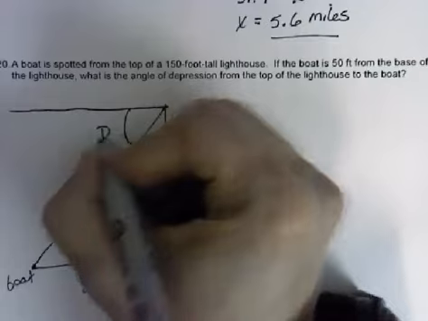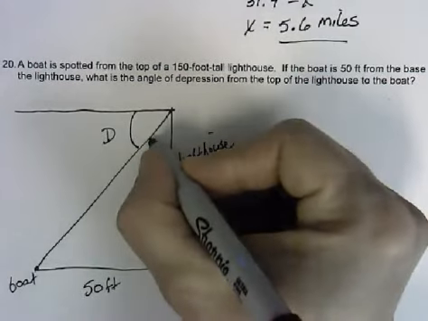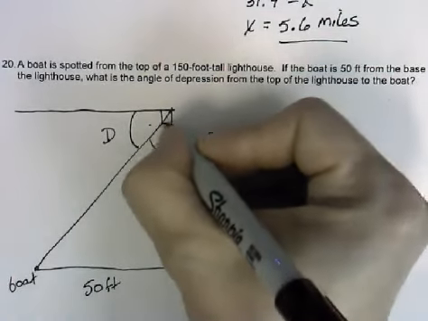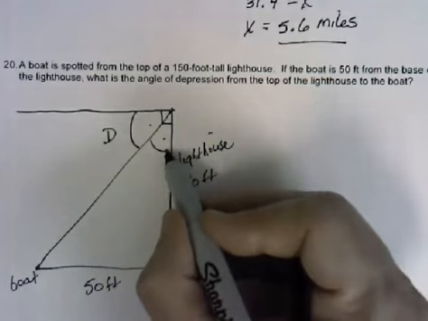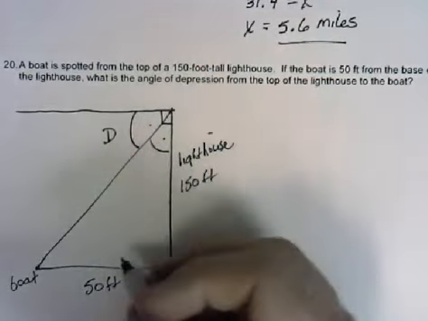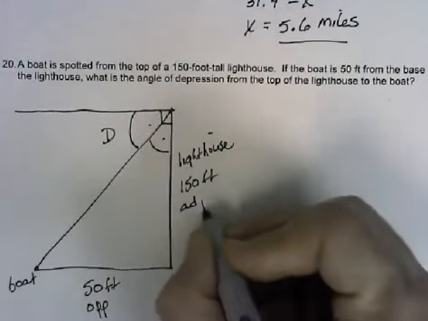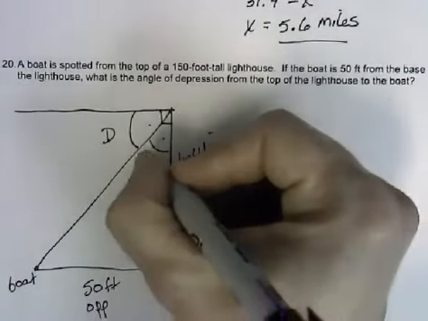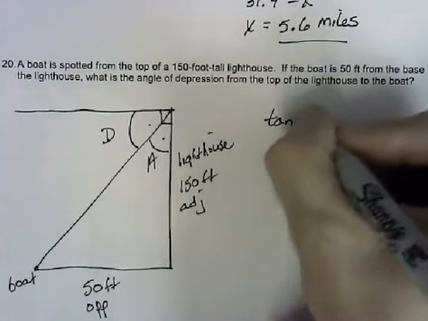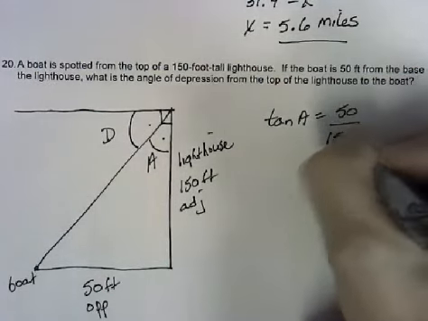So I'm going to call this D for my angle of depression. So to find that one, I could find this angle. These two would be complementary since this right here would be a right angle. If I want to find this angle, then looking at my side lengths, I have this over here that would be the opposite side. This would be the adjacent side. So I'm just going to call this angle A. So that means the tangent of A would equal 50 over 150.